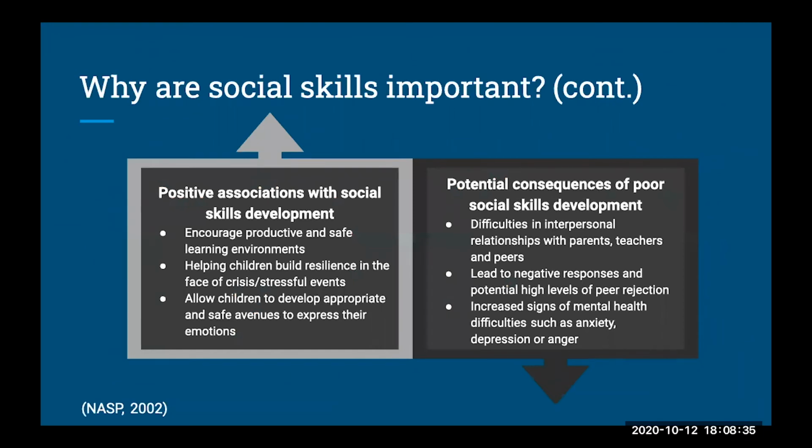Positive outcomes associated with the development of social skills include developing and maintaining productive and safe learning environments, helping children build resilience in the face of crisis or stressful events, and allowing children to develop appropriate and safe avenues to express a variety of emotions. Conversely, if a child does not learn to develop social skills or develops negative strategies, potential consequences could include difficulties in interpersonal relationships, negative responses from others and peer rejection, and increased signs of mental health difficulties.